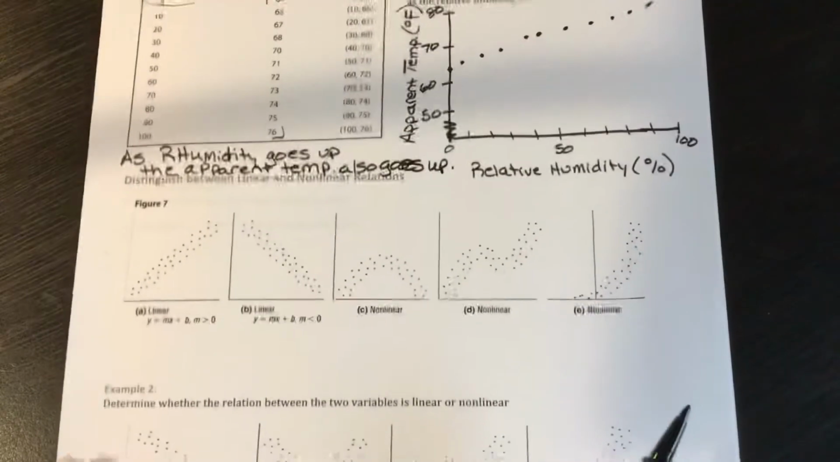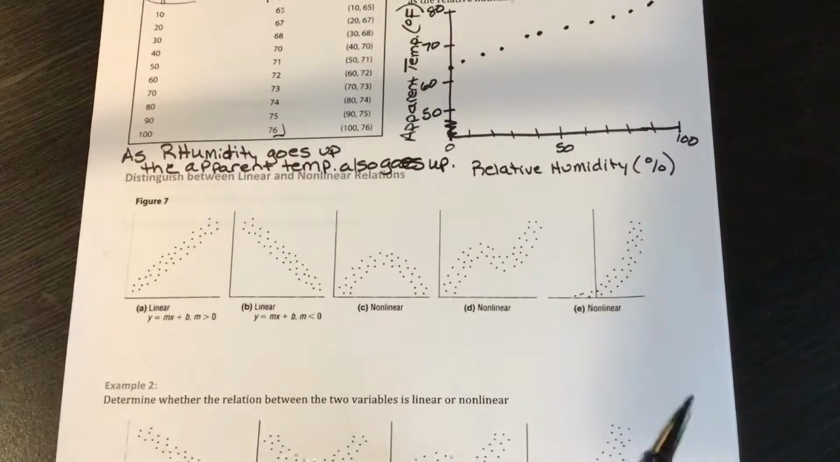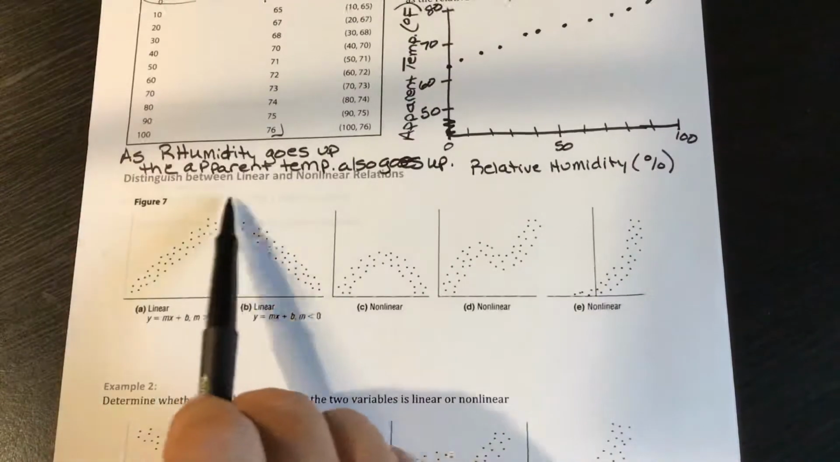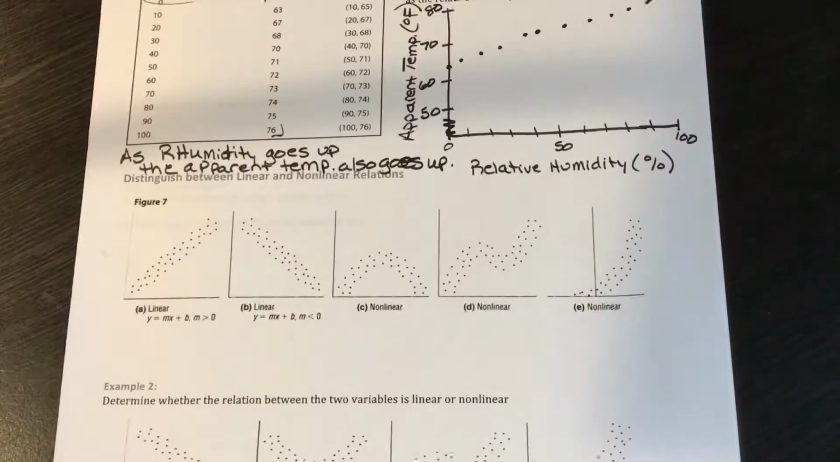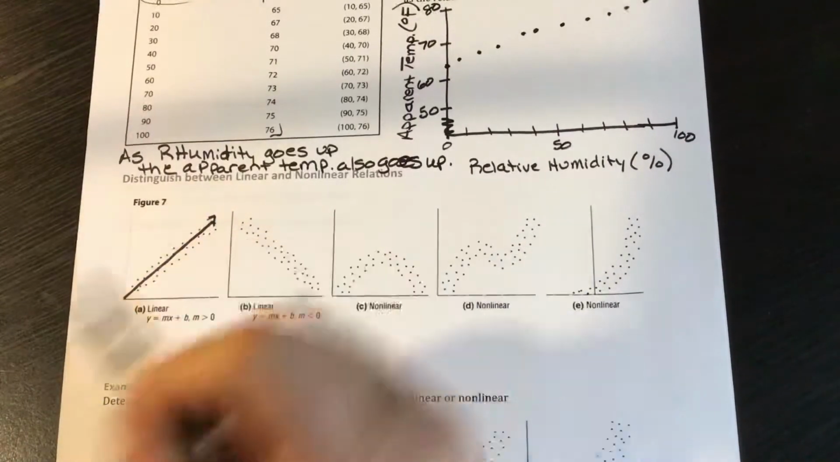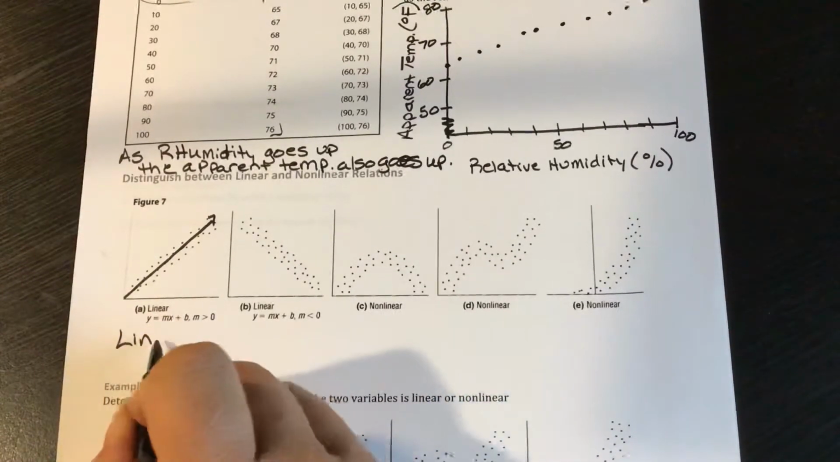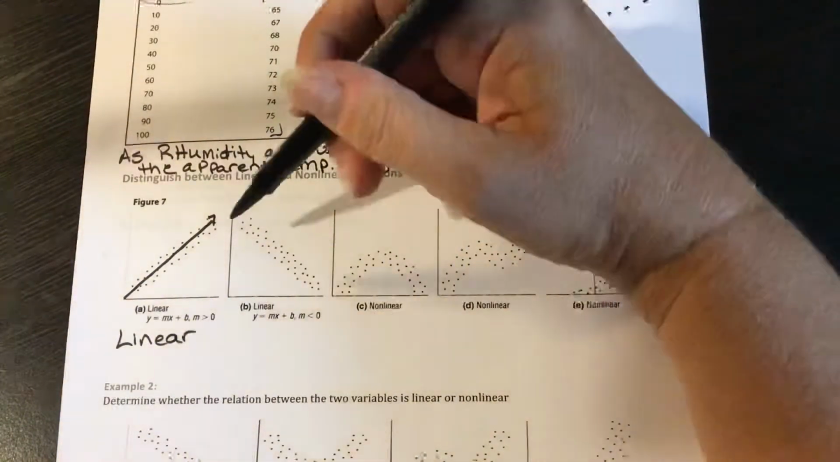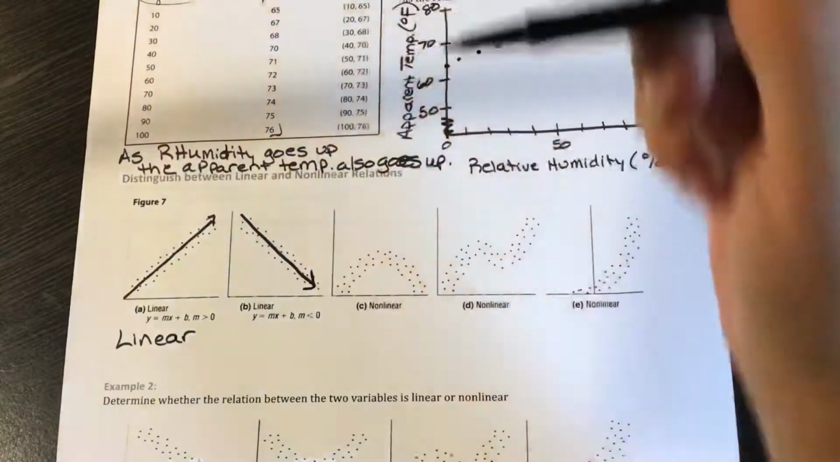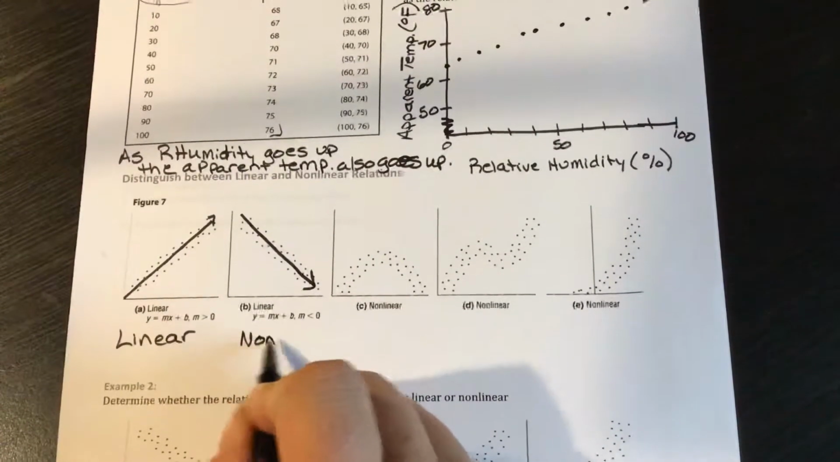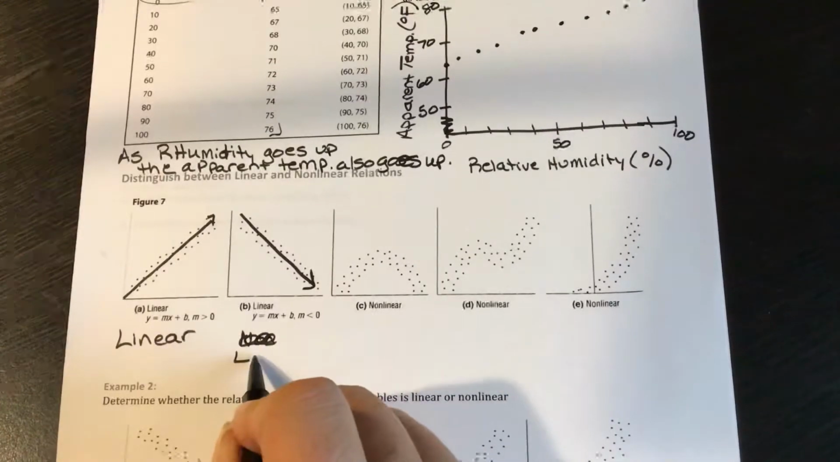And so down on figure 7, we have some examples of relationships that we see. And they want to know which ones are linear and which ones are nonlinear. And I think that is pretty straightforward. If I can draw a straight line through the middle of the data, we would say that this is linear. And this one, if I were to draw a line through the middle of the data, this is nonlinear. Or, I'm sorry, this is linear. I'm thinking ahead.